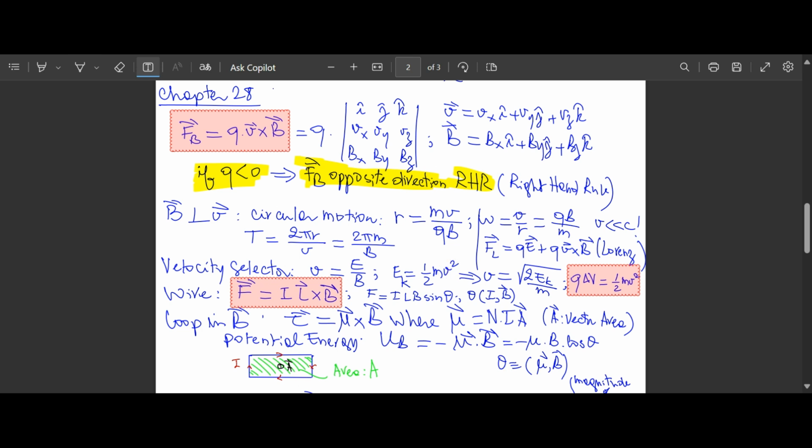So if Q is negative, F_B automatically will be in the opposite direction. And you can get the components. If you know the components of V and B, you can get the components of F by using the determinant method, which we have seen in Physics 191. Those are easy questions about it.